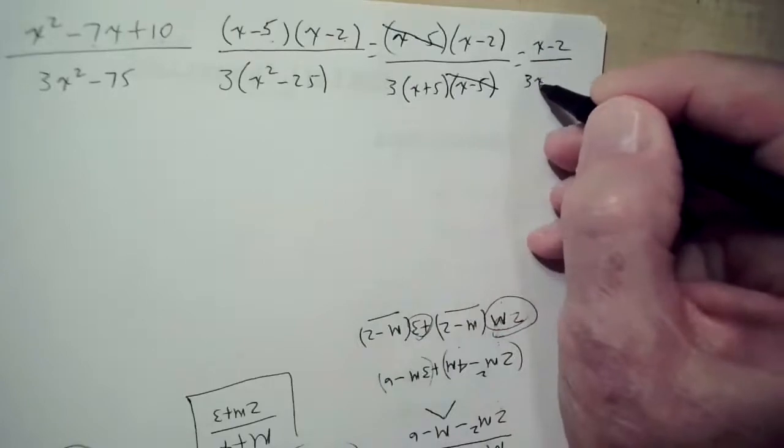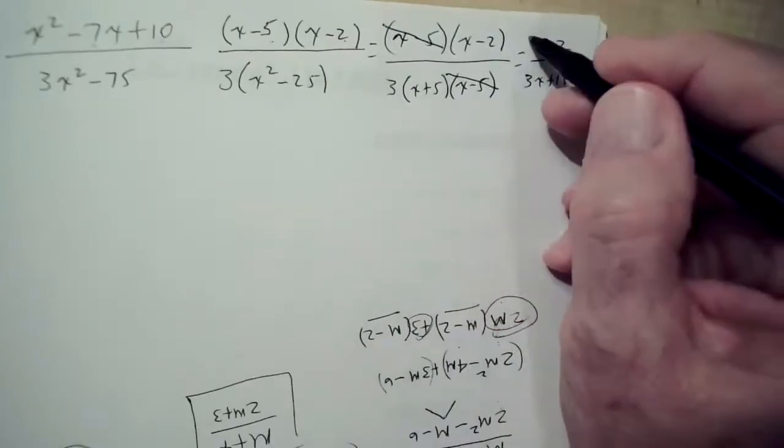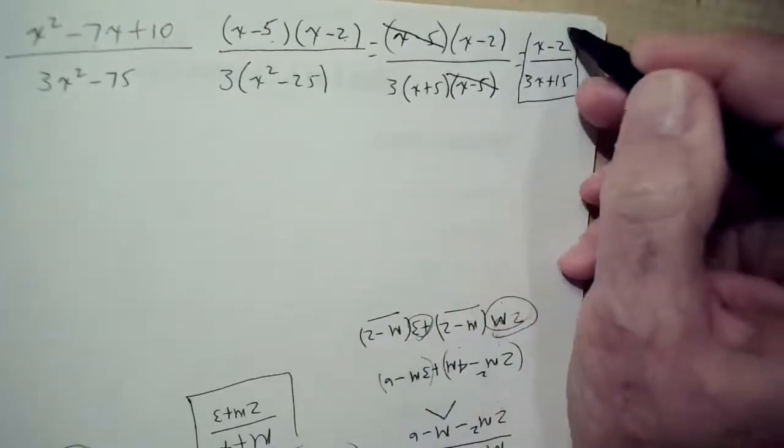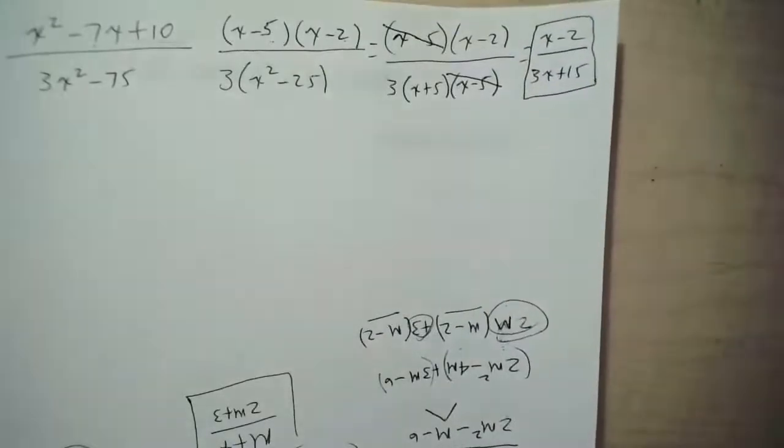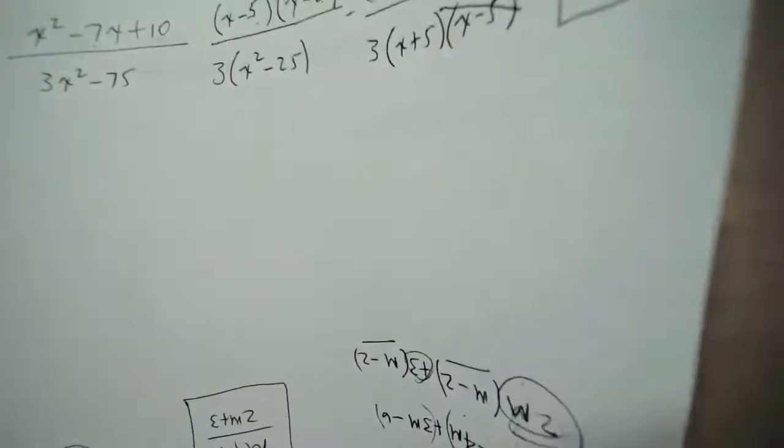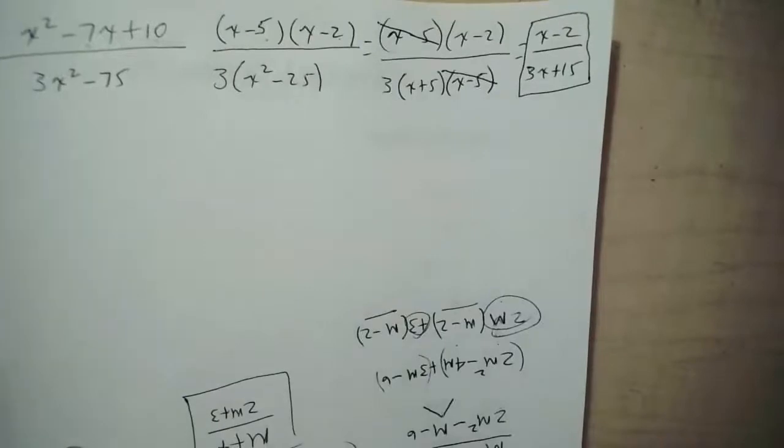Now we're going to go ahead and do the distributive property here. 3 times all this misery here is 3x plus 15. Is there anything else we can do there? No.